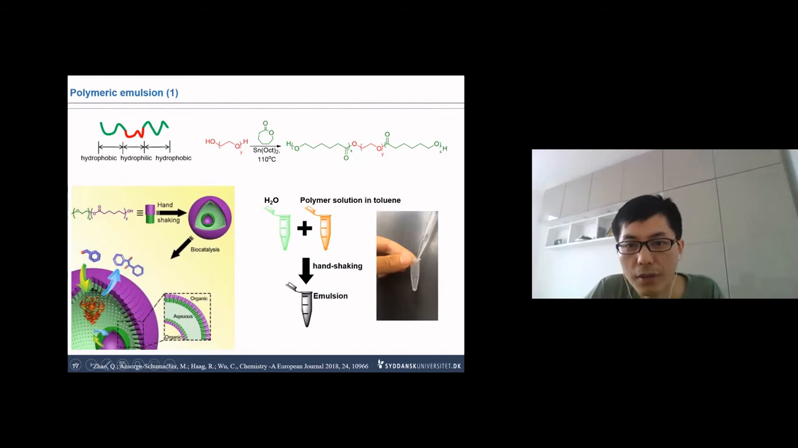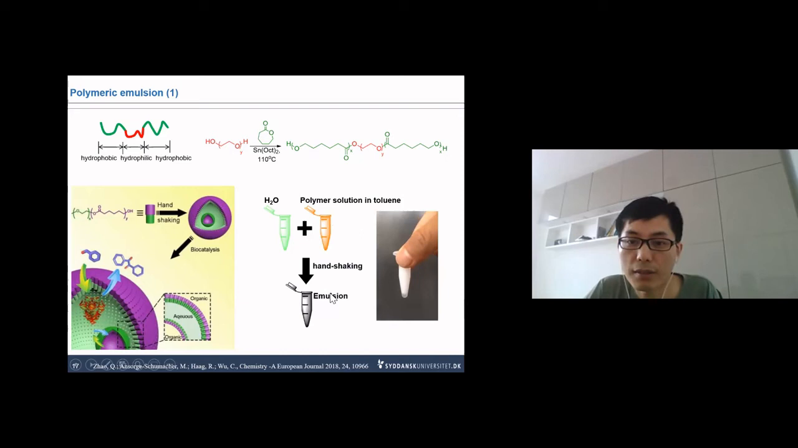Afterwards, we drop these molecules into an oil, which is toluene, and we put the enzyme into the water. So you have enzyme in water here, and polymer in toluene. We can mix these two liquids together, and you can form something like a milk-like emulsion. You can slowly hand-shake them, and this is the emulsion. It is very good and very stable. You can keep it for one week.